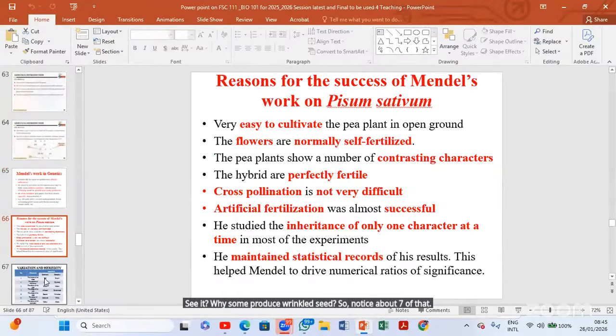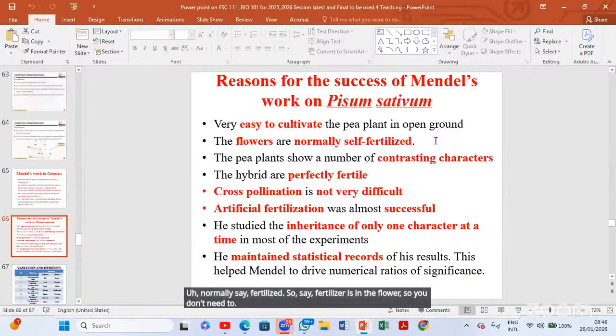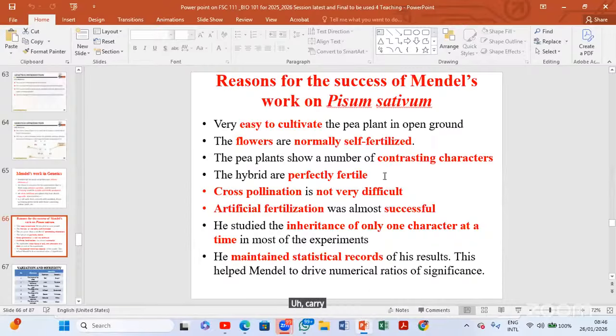And then, why was Mendel successful in his work with Pisum sativum? Okay, number 1, the plant is very easy to cultivate in open ground. It's a legume. So when you cultivate it in open ground, it quickly grows and produces. And then the flowers are normally self-fertilized. So self-fertilization takes place in the flower, so you don't need to carry out cross-fertilization.